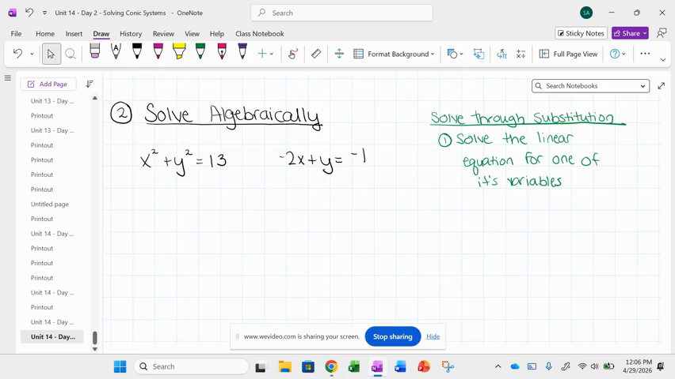Justin. Good. Why is y the better variable? Excellent. Because there's no leading coefficient, we're not going to have to divide, which means we won't have to potentially deal with fractions, which is better. So if I'm going to get y all by itself, I'm going to say that y is equal to a positive 2x minus 1.